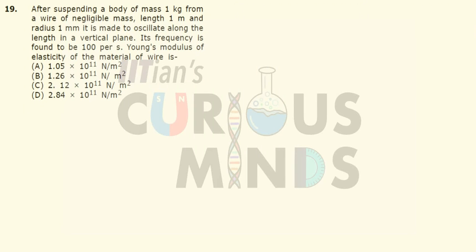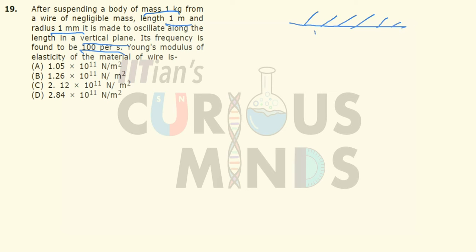After suspending a body of mass 1 kg from a wire of negligible mass, length 1 meter and radius 1 millimeter, it is made to oscillate along the length in a vertical plane. Its frequency is found to be 100 per second. Young's modulus of elasticity of the material will be equal to. Now, first of all, let us understand what is happening in this sum.